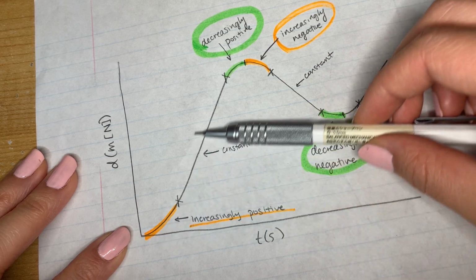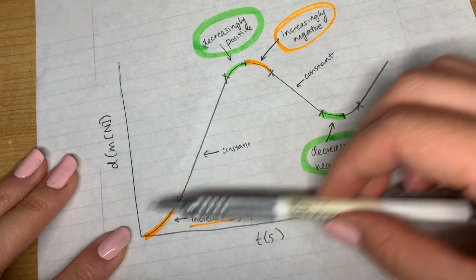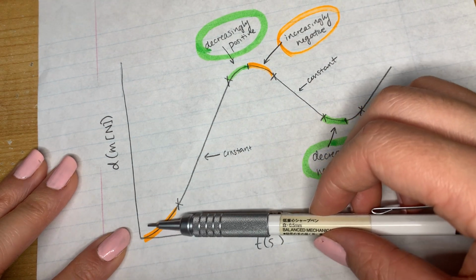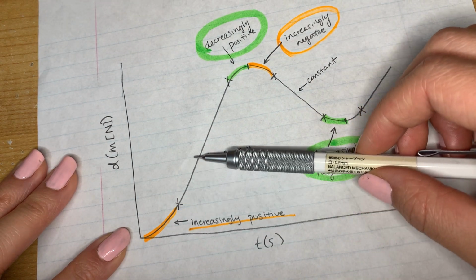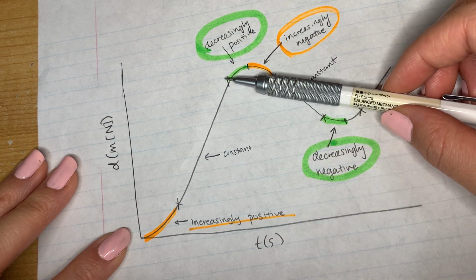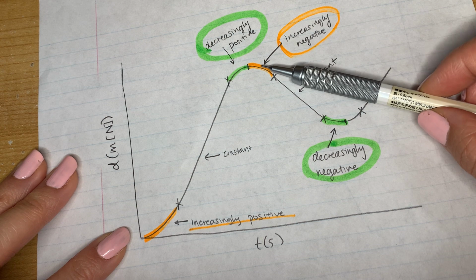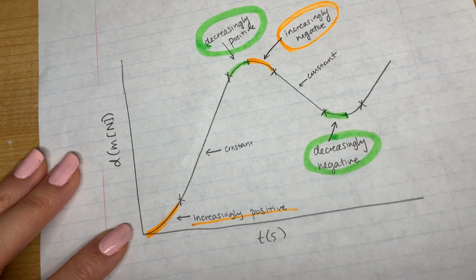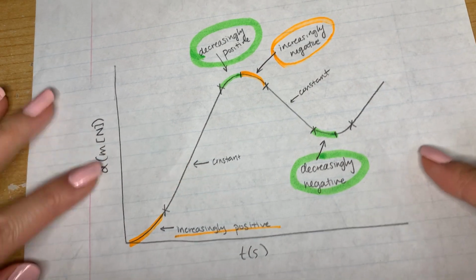This is kind of how a graph looks when you're driving a car. For example, you're speeding up, and then your velocity stays the same on the highway, and then you slow down, but then you start going backwards and stuff like that. Anyways, this is constant, so we don't need to worry about that.